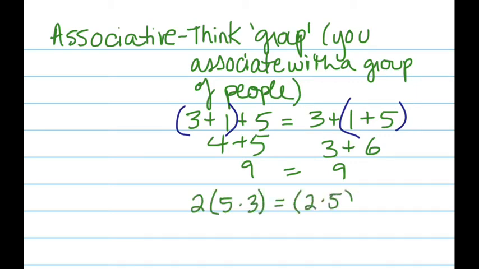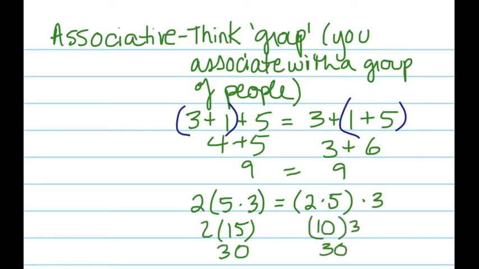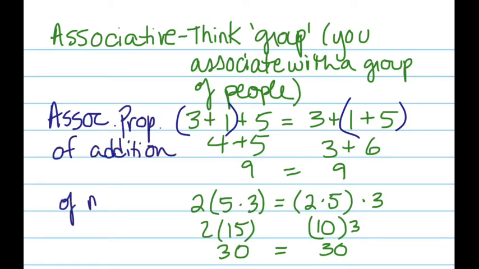In multiplication, it doesn't matter whether I group the 5 and the 3, and multiply by 2, or the 2 and the 5, and then multiply by 3. I'm going to take different paths to get there, but either way, with those same numbers all attached by multiplication, I'm still going to end up with 30. So, again, there's an associative property of addition, and also an associative property of multiplication.